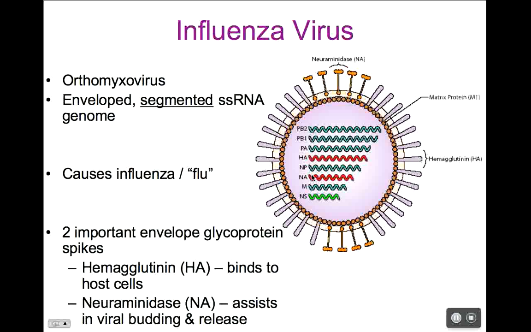So again, influenza virus, several different proteins here. The two that are really the most important from our perspective are hemagglutinin, the spike, and neuraminidase, the protein used for maturation of the influenza virus.